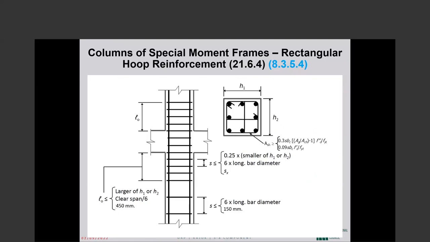The 4-inch hoop spacing, tight as it is, is superseded by this requirement. The cross-sectional area requirement is so high that for the normal bar sizes that we use, 4-inch maximum spacing is not sufficient. We normally end up with 3 inches or 2.5 inches. 3 inches is 75 millimeters, and 2.5 would be, I don't know, 60 or something like that.